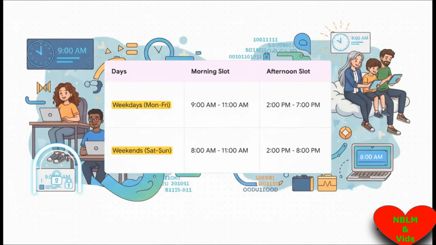Well, here's the breakdown. It created two different time windows. During the week, Monday to Friday, the account can be used from 9 to 11 in the morning, and then again from 2 to 7 in the evening. On the weekends, the hours are a little more generous, 8 to 11 a.m. and then 2 to 8 p.m. Just like that, you've created a totally customized digital schedule.